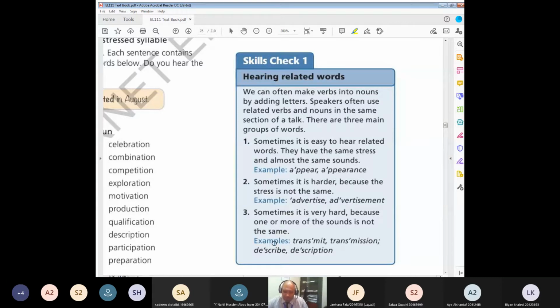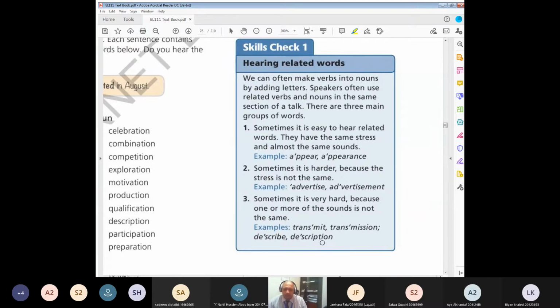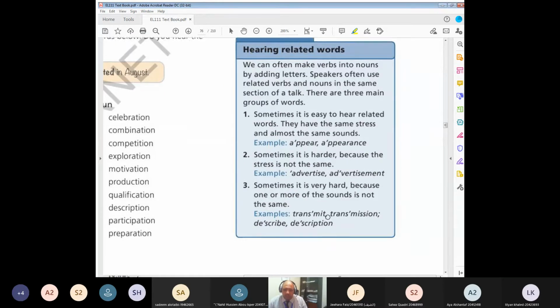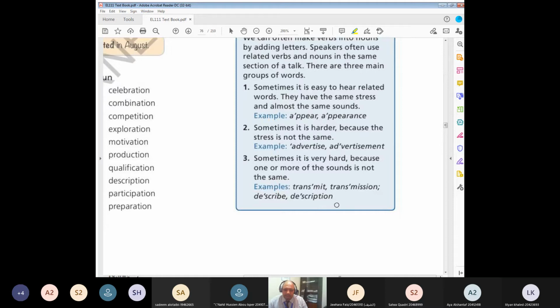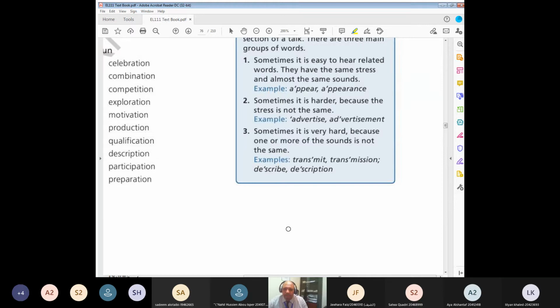Writers, when they write or when they talk, make sure that they repeat the word or use the same word in its different part of speech. So sometimes it is easy to hear related words, and they have the same stress and almost the same sound. You have appear and appearance. Sometimes the stress would be different. I'm sorry, if you have a verb, the stress normally falls on the second and last syllable, but if it's a noun, it normally falls on the first or on the second. Sometimes you have a word that wouldn't have the same sound, but they would mean the same thing.